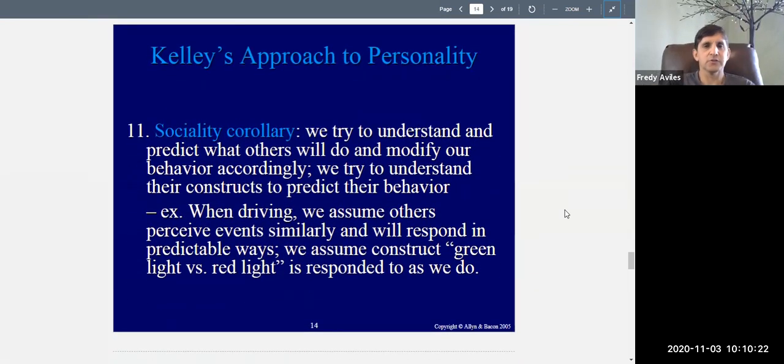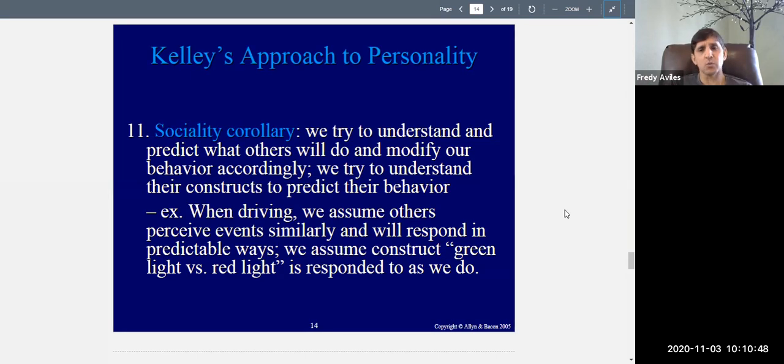constructs. The sociality corollary, the last one, number 11, says that we try to understand and predict what others will do and modify our behavior accordingly. We try to understand their constructs to predict their behavior. This one's important. So our personality is made up of constructs, of predictions, of hypotheses. And we all have our predictions, hypotheses. We each have our pattern. We all have our set, so to speak.